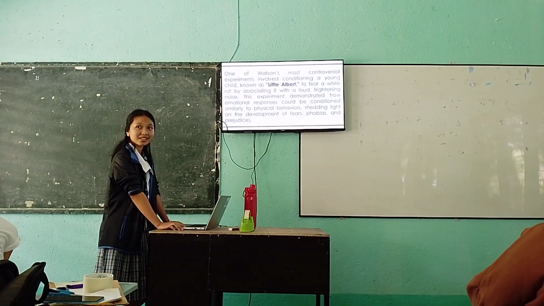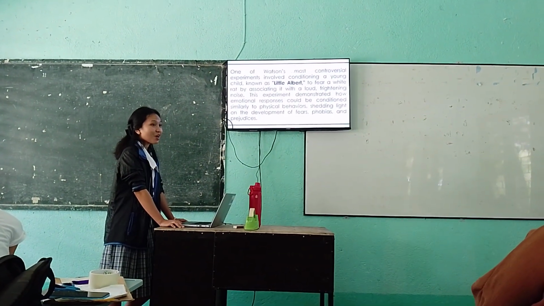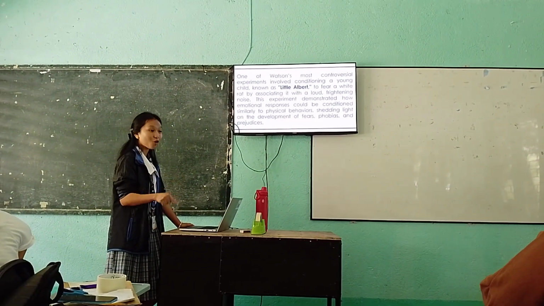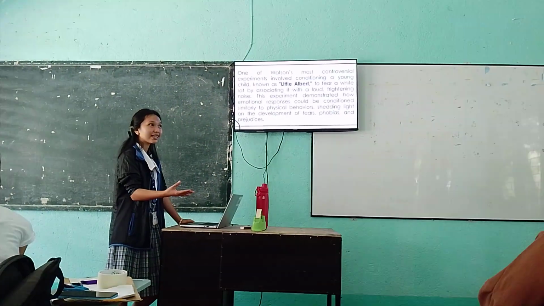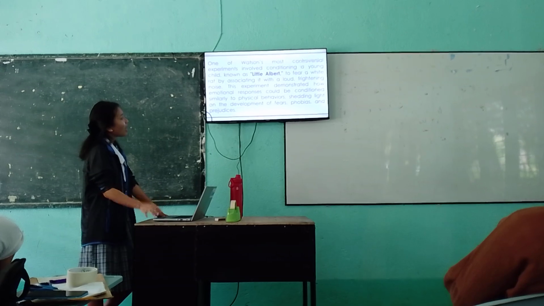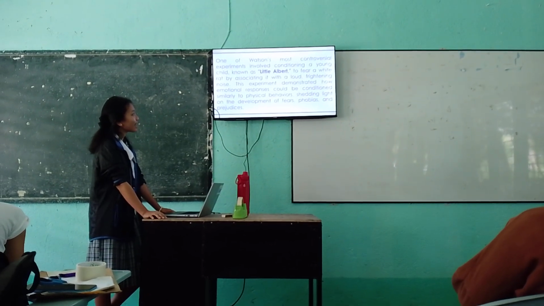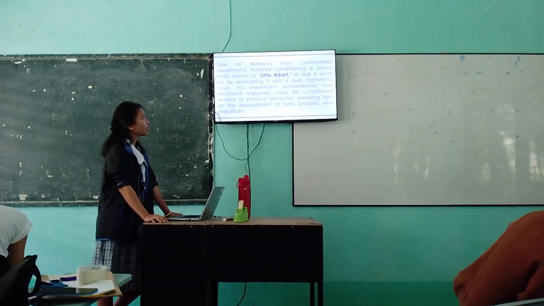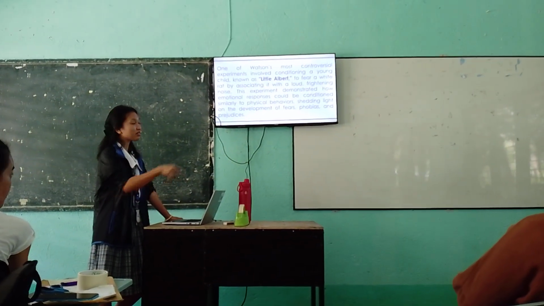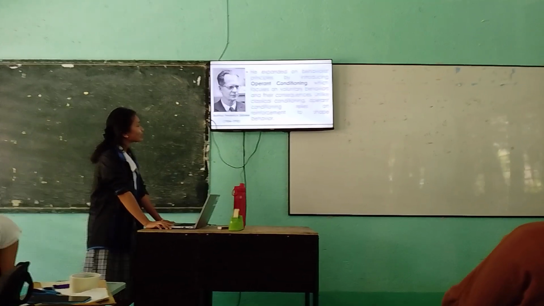Are you familiar with the Little Albert? No. So, I saw the experiment of Watson. In the beginning, Albert, or the young child, was not afraid of the rat. But Watson made a sudden noise every time Albert touched the rat, so Albert became afraid. The experiment demonstrated how emotional responses could be conditioned similarly to physical behaviors, shedding light on the development of fears, phobias, and prejudice. In general, in Watson's experiment, Albert generalized his fear to all small animals because of the experiment. Do you understand? Yes. Now let's proceed to Burrhus Frederic Skinner.